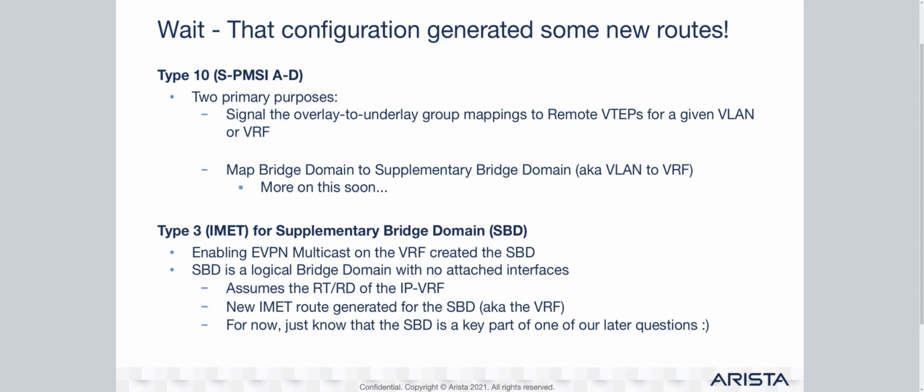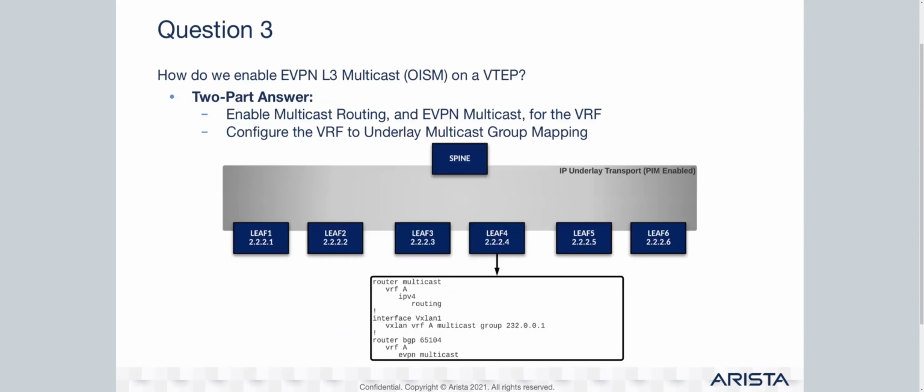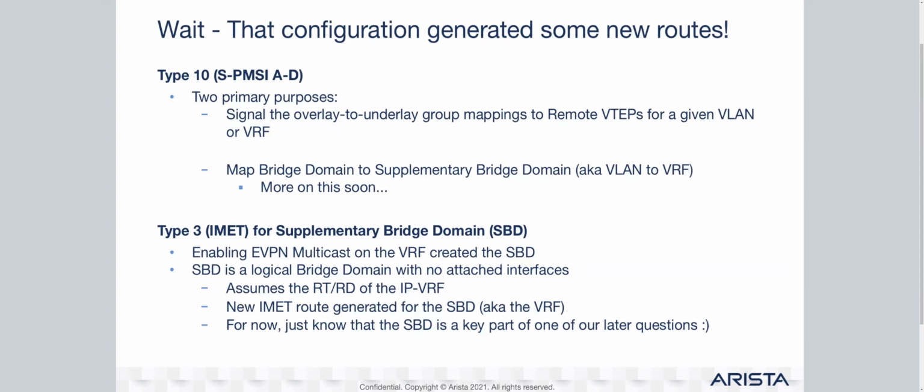So this SBD, notice we didn't explicitly map it in our config. We didn't say, hey, VLAN X maps to VRF-A as the supplementary bridge domain. It actually just assumes the route target and the route distinguisher of the IPVRF that it was mapped to. And it uses whatever dynamic VLAN behind the scenes was mapped to the L3 VNI of the VRF. So we don't need to do this, but it's good that we know that it's there, right? And we'll show some commands on how to validate this. So for now, just know that this is a key part to one of our later questions.